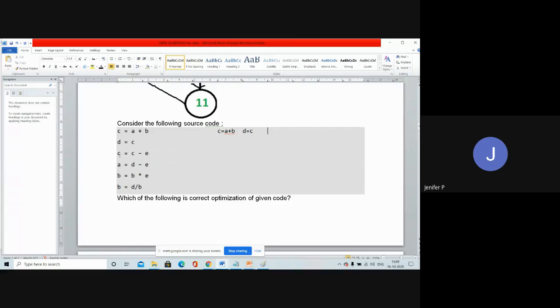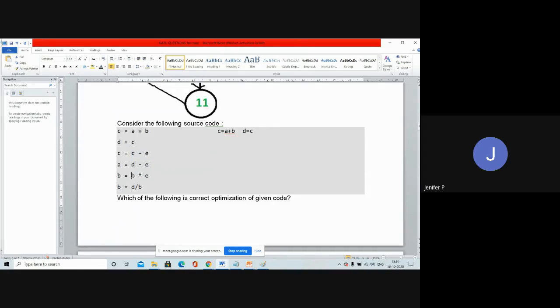And the next statement, C equal to C minus E. So that we have to put as it is, we cannot optimize it. Then after that, A is equal to D minus E. A is equal to D minus E. So the same thing. We cannot put C because C value has been changed.